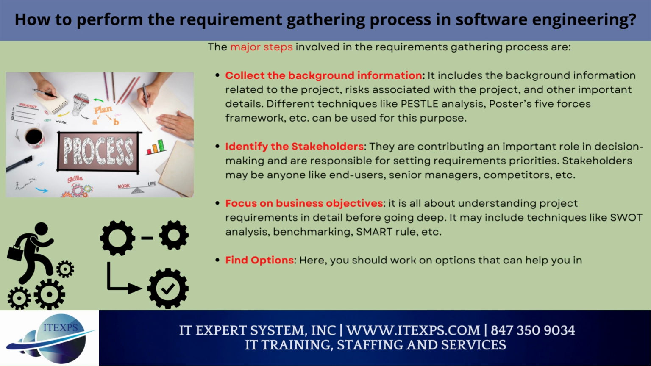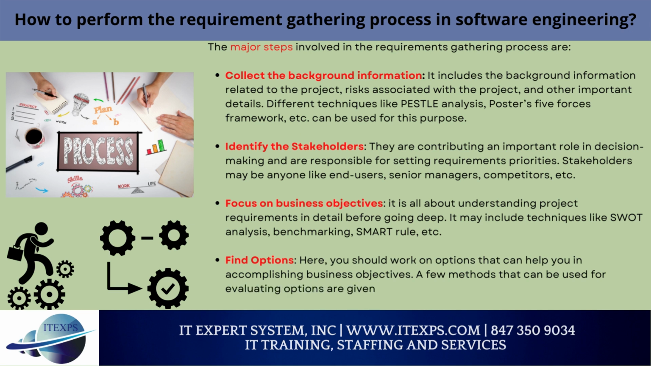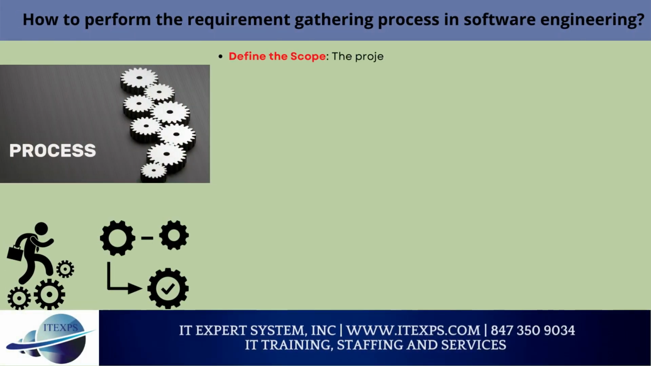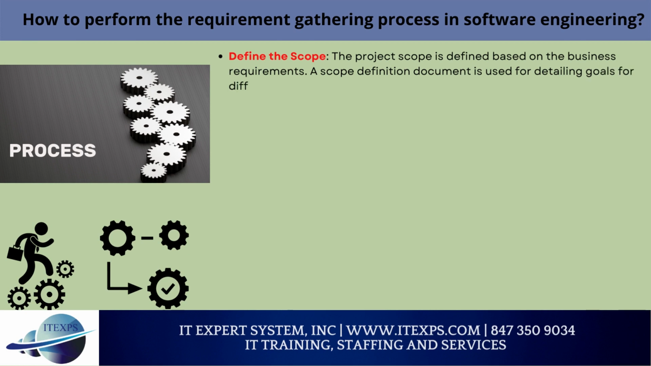Find options. Here, you should work on options that can help you in accomplishing business objectives. A few methods that can be used for evaluating options are risk analysis, impact analysis, cost-benefit analysis, etc. Define the scope. The project scope is defined based on the business requirements. A scope definition document is used for detailing goals for different phases of a project.